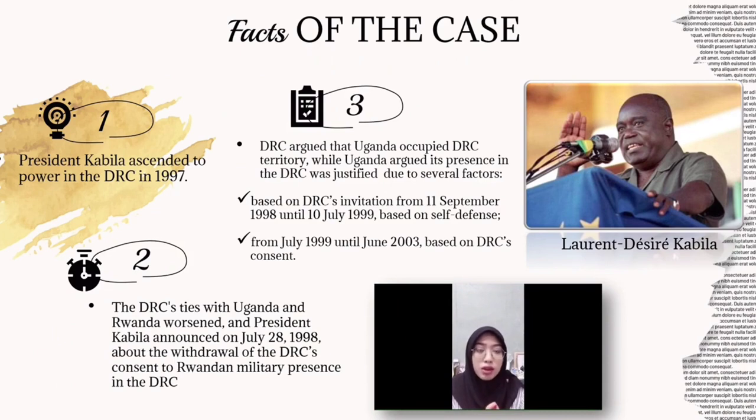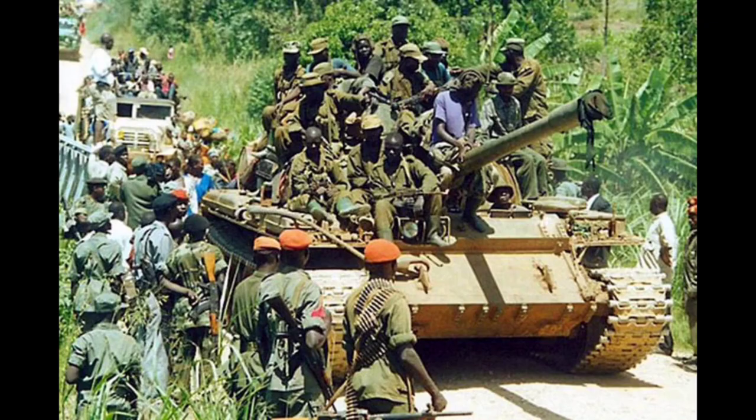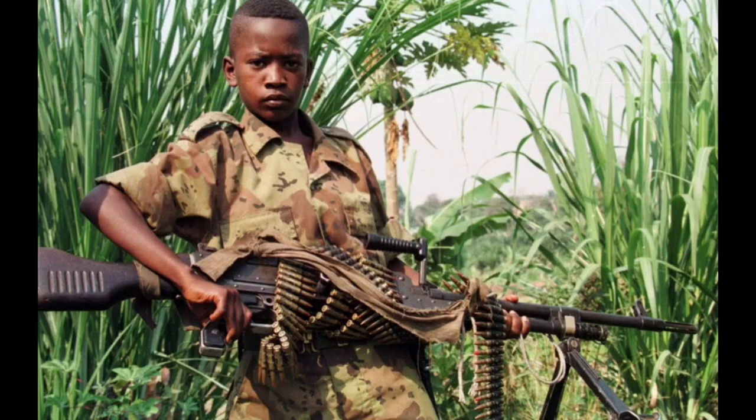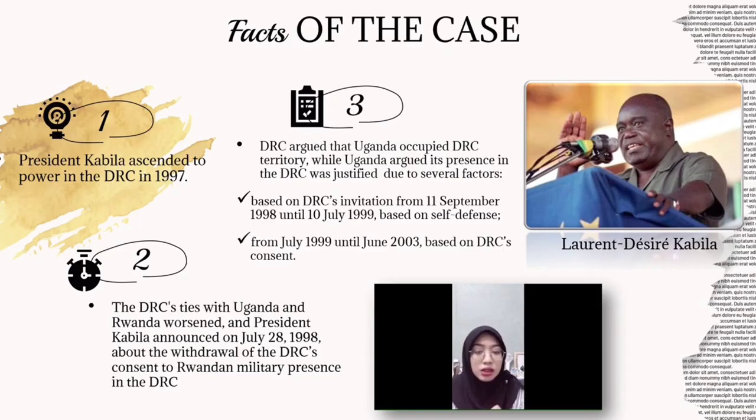Facts of the case. With the support of Uganda and Rwanda, President Kabila ascended to power in the DRC in 1997. Ugandan and Rwandan soldiers were first present in the Congo as a result of the DRC's request and agreement. The DRC's ties with Uganda and Rwanda worsened, and ultimately President Kabila announced on July 28, 1998 the withdrawal of the DRC's consent to Rwandan military presence in the DRC.